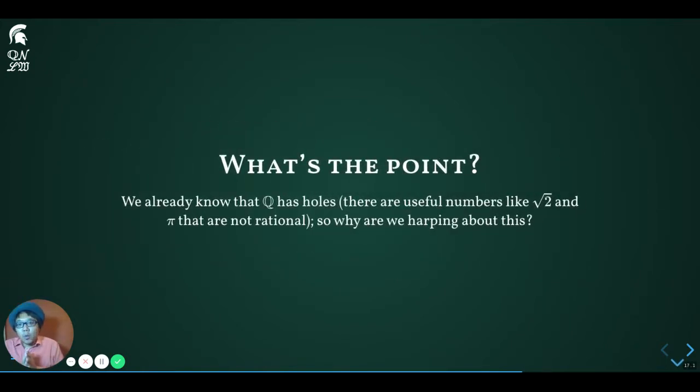You may ask, what's the point? We already know that Q has holes. Numbers like square root of 2 or pi are not included in the rationals.